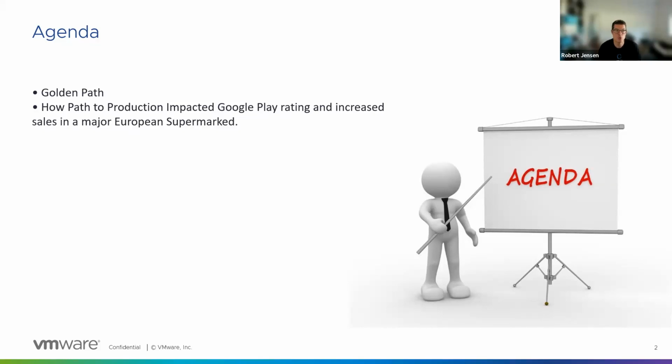That won't take long. And then today, Thor will talk about how path to production impacted Google Pay rating and increased sales in a major European supermarket. And I hope we'll be talking about yogurts and Google App Stores and stuff like that. I've heard Thor before, and I'm pretty sure it will be interesting.